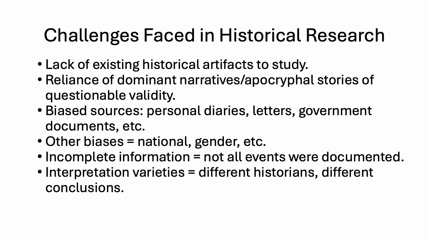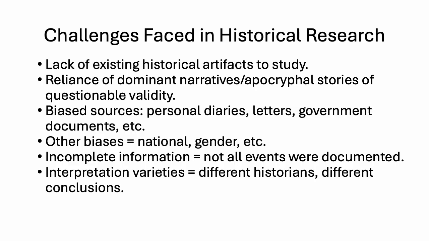There are biased sources like personal diaries, letters, government documents, so on, that people have maybe misinterpreted or are written from a particular point of view. There are other biases like national, gender, etc. There's also incomplete information. Not all the events of the past were documented. Even though film is a relatively new medium, that is most certainly the case, especially in the early days of film. And then there are interpretation varieties, meaning that different historians come up with different conclusions.